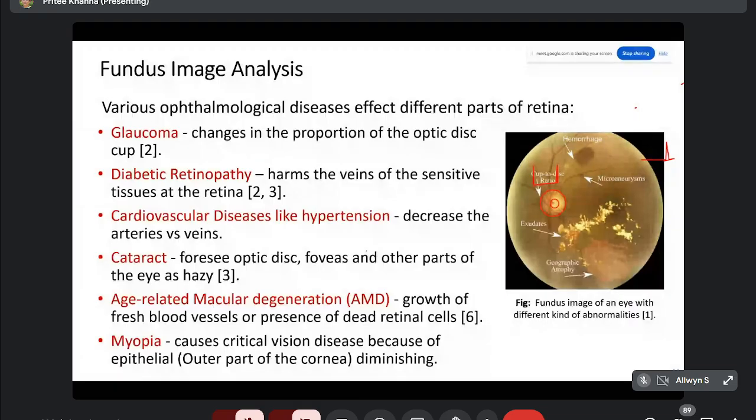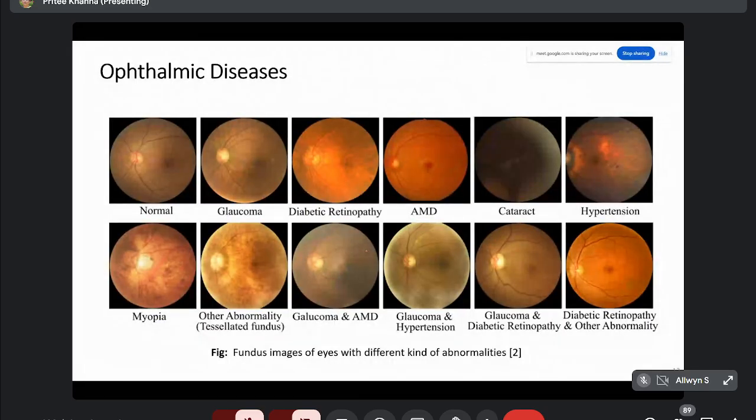So you can see that by analyzing fundus images, we can get a lot of information depending on what we are looking for. This picture summarizes fundus images of eyes with different kinds of anomalies. This is your normal fundus image, glaucoma, diabetic retinopathy, AMD, cataract, hypertension. Several times, more than one disease is also present. These are some examples shown to you.